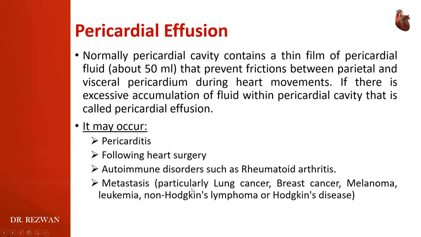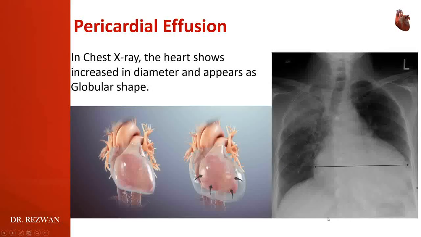That carcinoma may come from the lung cancer, breast cancer, melanoma, that is the skin cancer, leukemia, non-Hodgkin's lymphoma, and Hodgkin's disease. In this picture we can see the normal heart and a heart with pericardial fluid, excessive pericardial fluid, that is the pericardial effusion. We can see how this excessive fluid is compressing the heart.